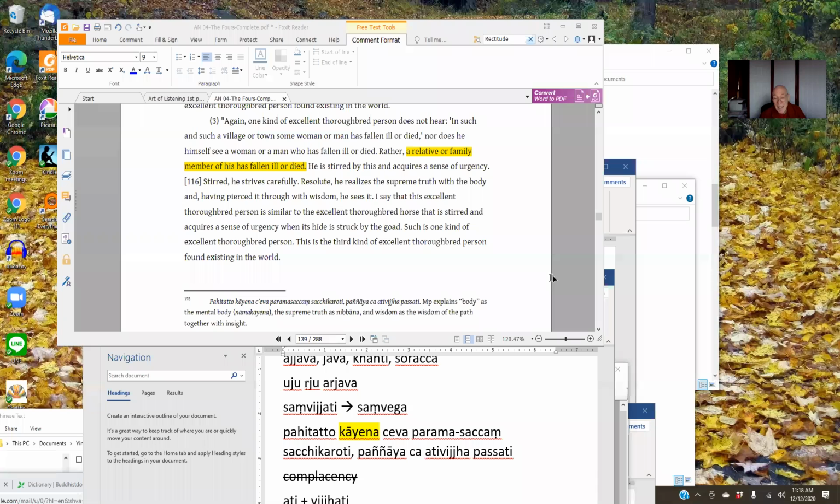Yes, my question is about the simile of the thoroughbred. Is the thoroughbred always referring to someone with penetrating wisdom who has seen the path? Has it always been used to refer to a meditator with wisdom?